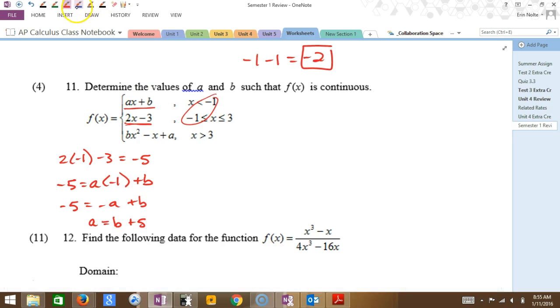Okay, so now let's look at the bottom piece. Same idea. The middle piece has to be the same as the bottom piece at that point. What's the x value that we know is true? At 3. So we can take that middle piece, plug 3 in to find the corresponding y value. What's the corresponding y value at that spot? 3. So we're going to do the same thing. We're going to set the bottom piece equal to 3 at the x value of 3.